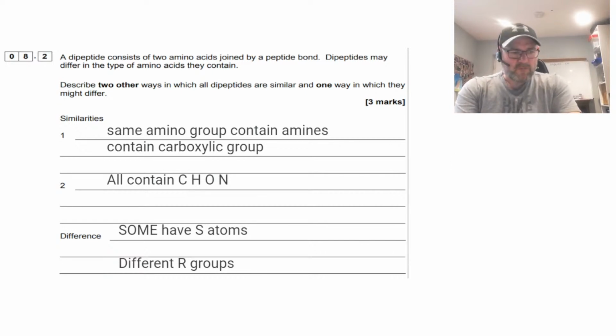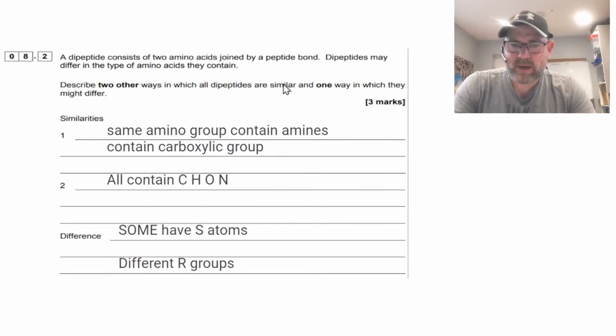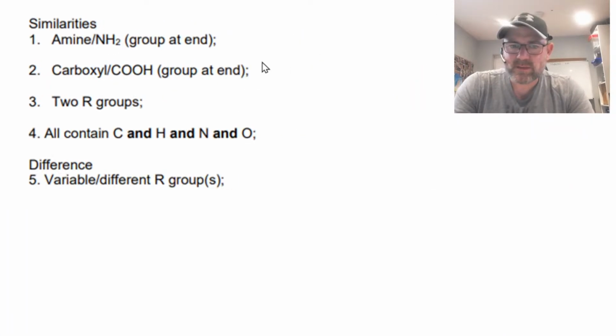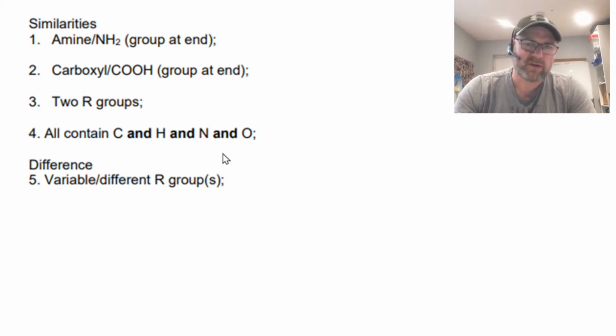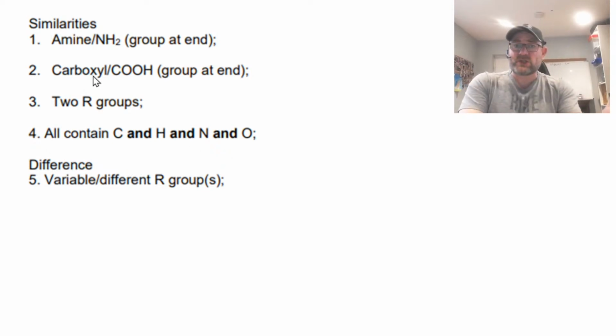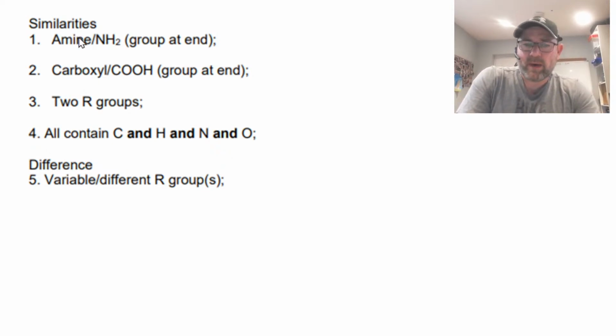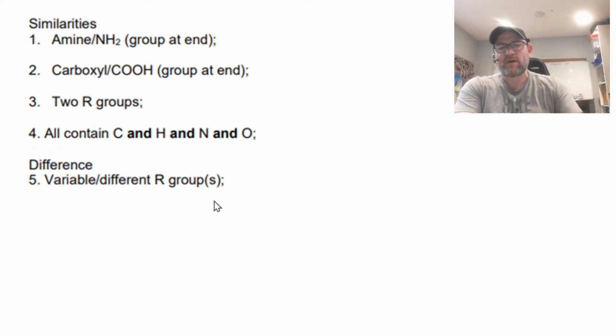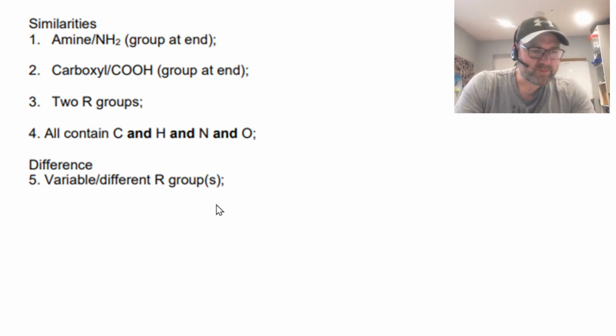Well done, you're on fire. As always, these are the answers from the mark scheme from AQA for that particular question, which was I think 2017 or 18. I was scouring through their exam papers that are published online on their website. So similarities: amine groups at the end, carboxyl groups or COOH, all contain C, H, N and O. The difference, they'll have different R groups.